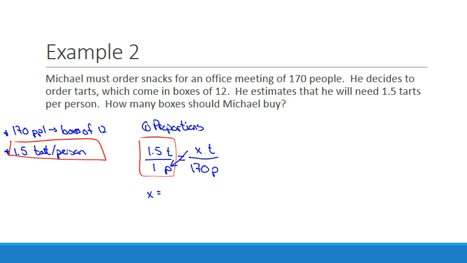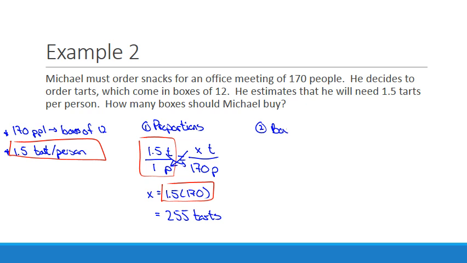There is, of course, an easier way to do this. I shouldn't say of course. But if you can find a shortcut to do this, by all means, go for it. It's really just multiplying. So if you know that one person eats 1.5 tarts, how many would 170 people eat? Well, you just multiply the 1.5 times 170, and you can see that's what the proportion will do for you anyway. So the shortcut is kind of using your own thinking, and just find that multiplication. If that kind of confuses you, you can always go to this proportion. Anyway, back to this. When I multiply that, I get 255 tarts. Okay, so based on his estimation, he needs about 255 tarts.